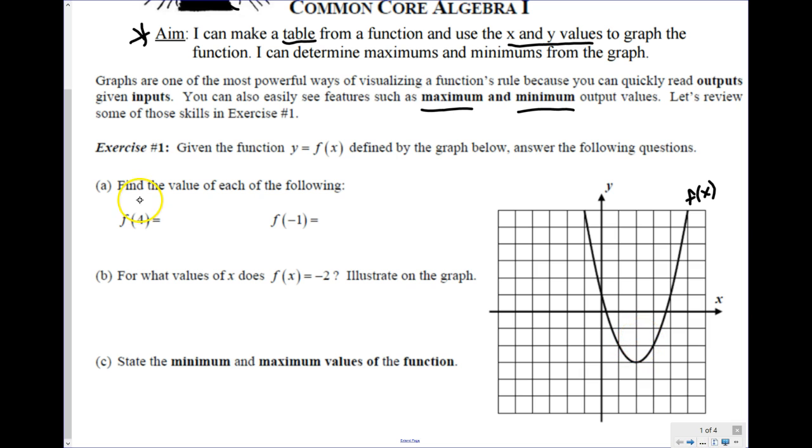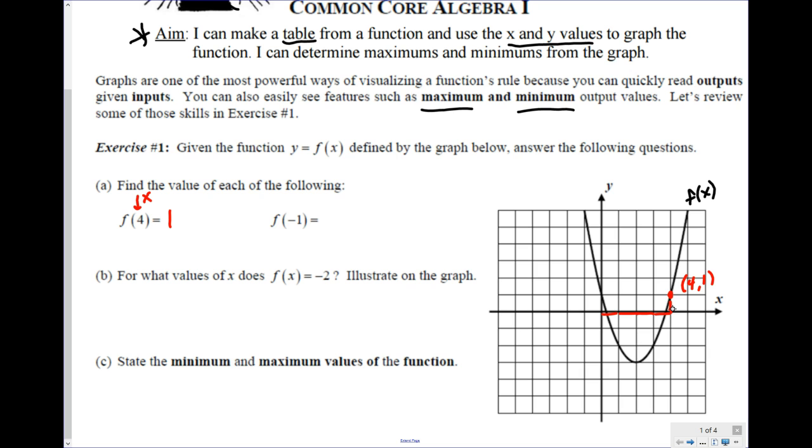So remember, f of 4, that's like saying where the function has an x value of 4. So I'm going to go over to 4, 1, 2, 3, 4, and go up until I find the point, and there's my function at 4, which gives me an output value of 1. So I went over 4, 1, 2, 3, 4, and I looked up to 1 to find f of 4.